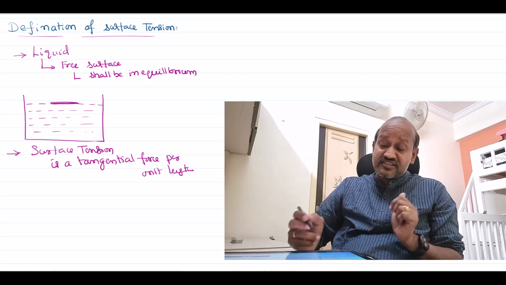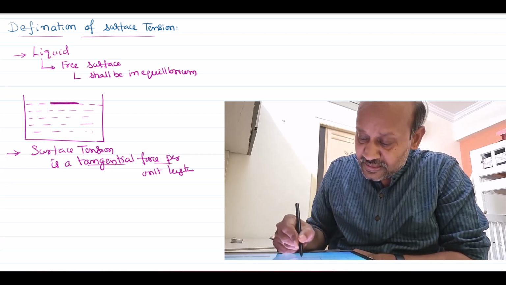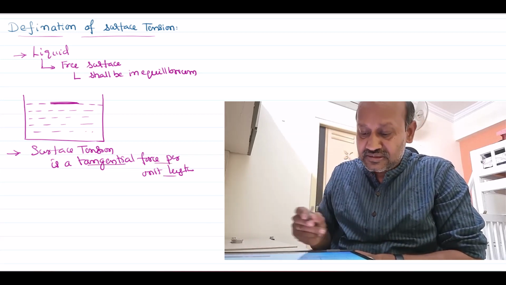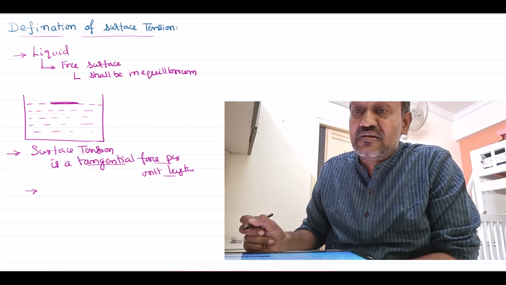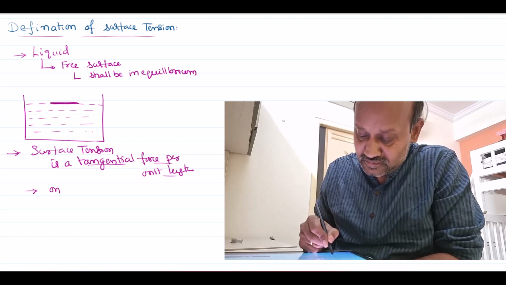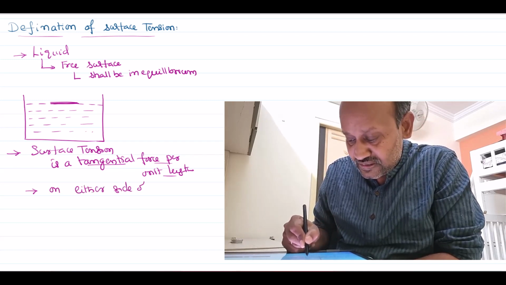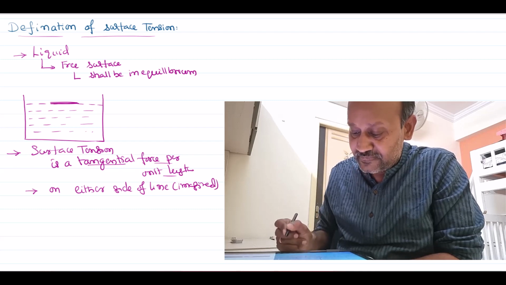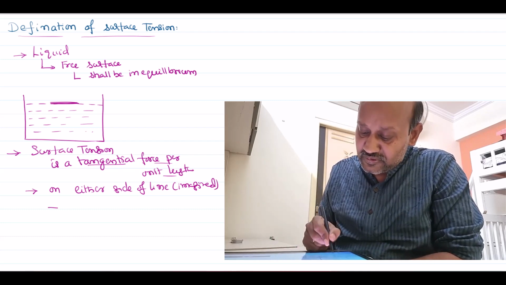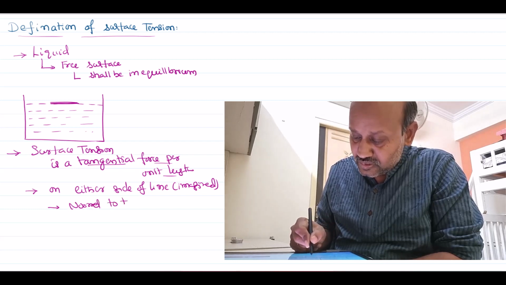So what are the conditions that we have kept? It shall be a tangential force per unit length. Where is this tangential force? On either side of a line. Where is the line? This line is not actually there. It was imagined. We have imagined that line. And how is the tangential force directed? Normal to that imaginary line.